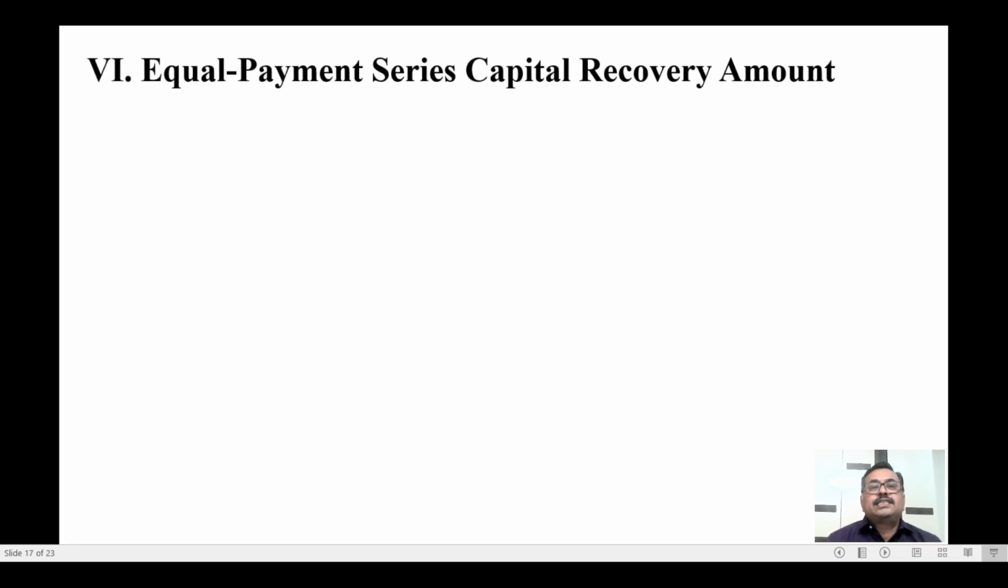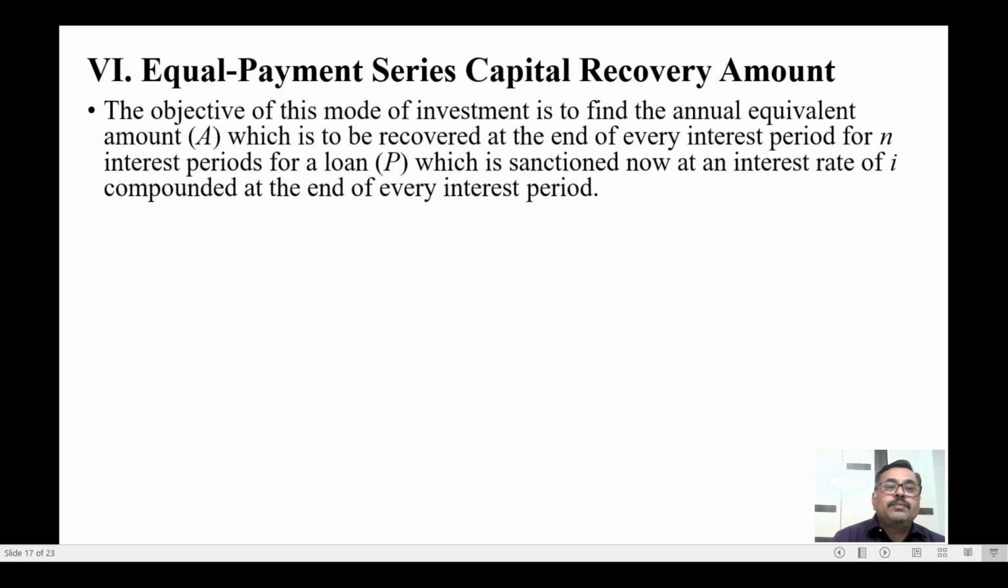Next is the sixth type of series that we are seeing here. Here it is also an equal payment series, the capital recovery amount. That is, how much capital recovery we are able to do. The statement goes like this. The objective of this mode of investment is to find the annual equivalent amount, that is A. The A we will be calculating here is the amount to be recovered at the end of every interest period, for N interest periods, for a loan P.